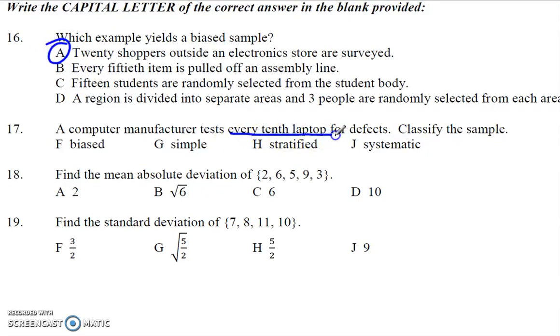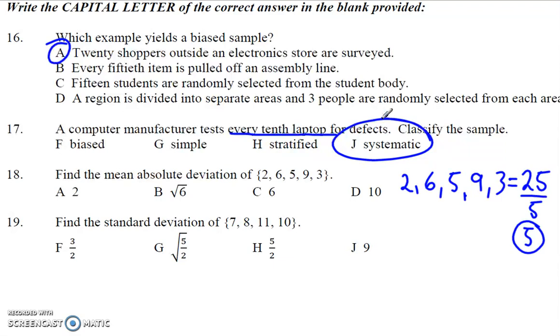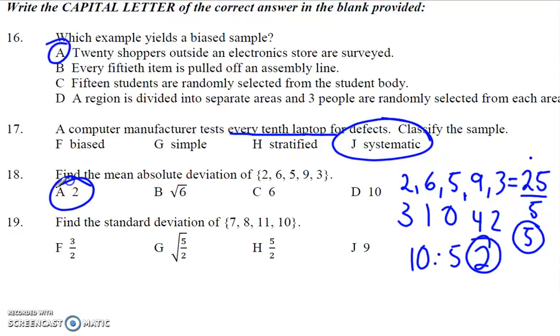17, they test every 10th laptop. That is a systematic sample. The mean absolute deviation. 2, 6, 5, 9, 3, add them up, you get 25. And then divided by 5, you get a mean of 5. Now we find the difference to 5. That's 3, 1, 0, 4, 2. All right, add these up, and you get 10. Divide that by how many there are, by 5, and we get 2.